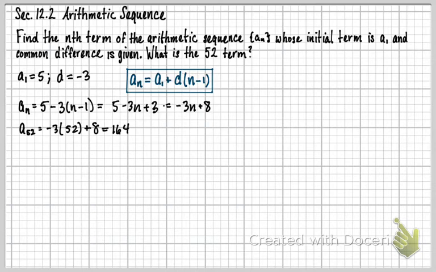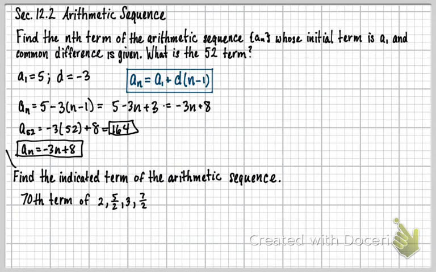So first off, the first answer would have been a sub n equals -3n plus 8. And the second answer is 164. So there's our two answers for this one here.